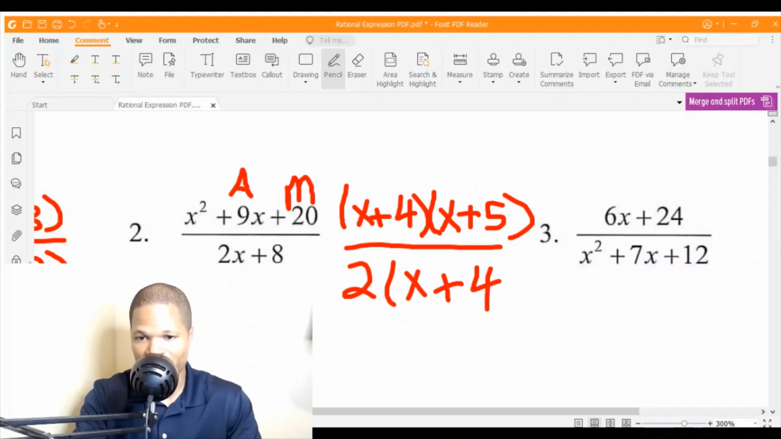Now you have a situation where you have 2 binomials that are the same. If you look in the numerator, you got x plus 4. At the bottom, there's an x plus 4. They eliminate each other. They're the same top and bottom.